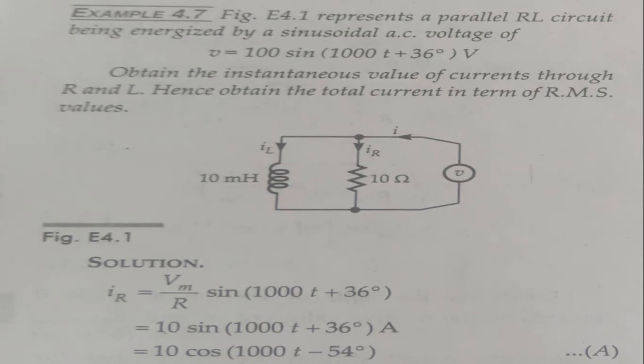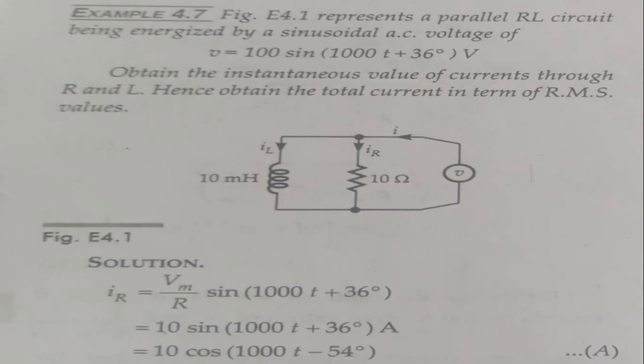So the circuit is shown here. If you observe this circuit, you will find two components connected in parallel: one is the component R and the other is the L, along with the voltage source. L is given as 10 millihenry, whereas R is given as 10 ohm. You will also observe the direction of the current: the current flowing through the source is the total current, the current flowing through the resistor is IR, and the current flowing through the inductor is IL. So the total current I equals IL plus IR.